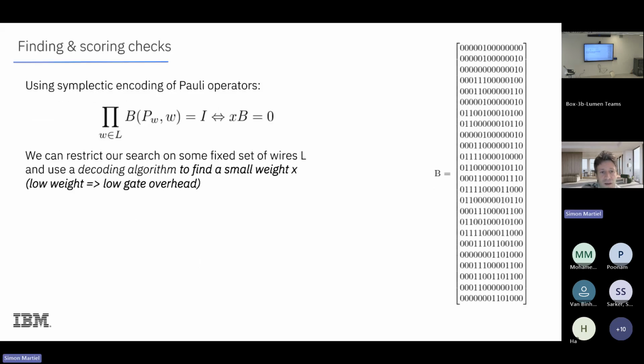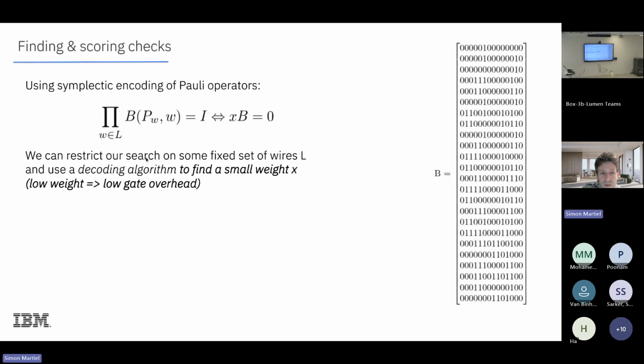So how do we find good checks? Remember, what we are interested in is to find a set of Paulis such that when we backpropagate everybody, the product gives me the identity. In fact, what we can do is use what we call the symplectic encoding of Pauli operators to turn those backpropagated Paulis into bit strings, and then finding a bunch of Paulis that backpropagate together to the identity boils down to finding some bit string that lies within the kernel of some matrix B.